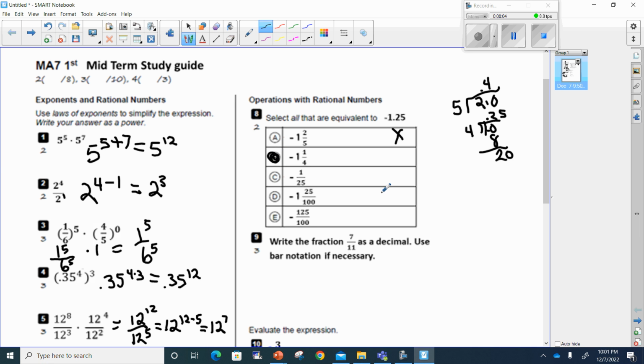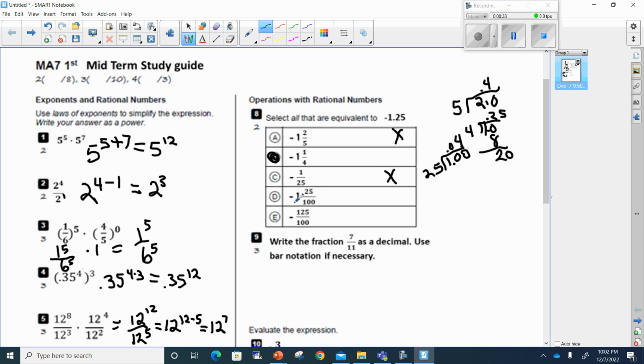Let's go to C now. C is 1 divided by 25. Well, we got 1, we're dividing it by 25. I already know this is going to be wrong, because over here, 1 divided by 4 is 0.25. So there's no way this is going to work. In fact, when I put this here, I can only put a 0 here, and the 25 goes into 100 4 times. This is 0.04, which is not the answer.